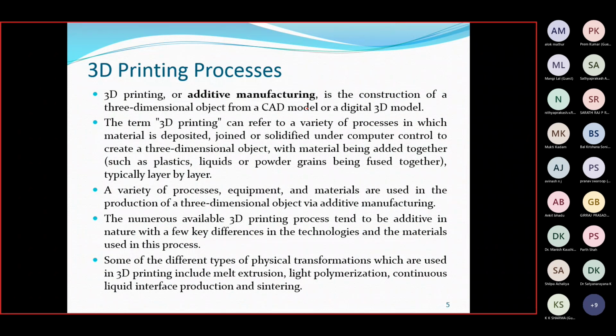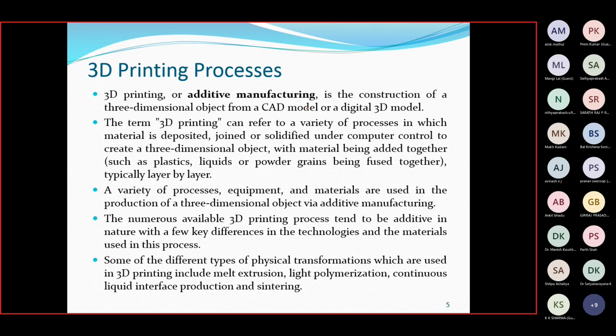But when you say the term 3D printing, it is not just one process. It has different techniques, and you can use any of them according to your requirement. Some of them will deposit, join, and then solidify under computer control to create 3D objects. Different types of materials can be used, such as plastics, liquids, and powder grains. Last session I told you about filaments, so filaments are also there, like aluminum, copper, and so on.